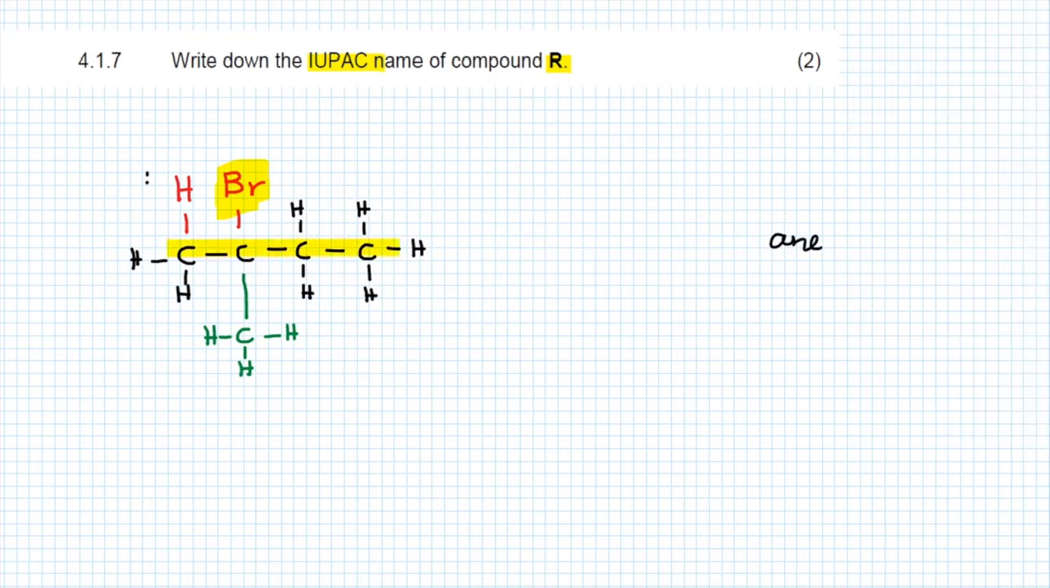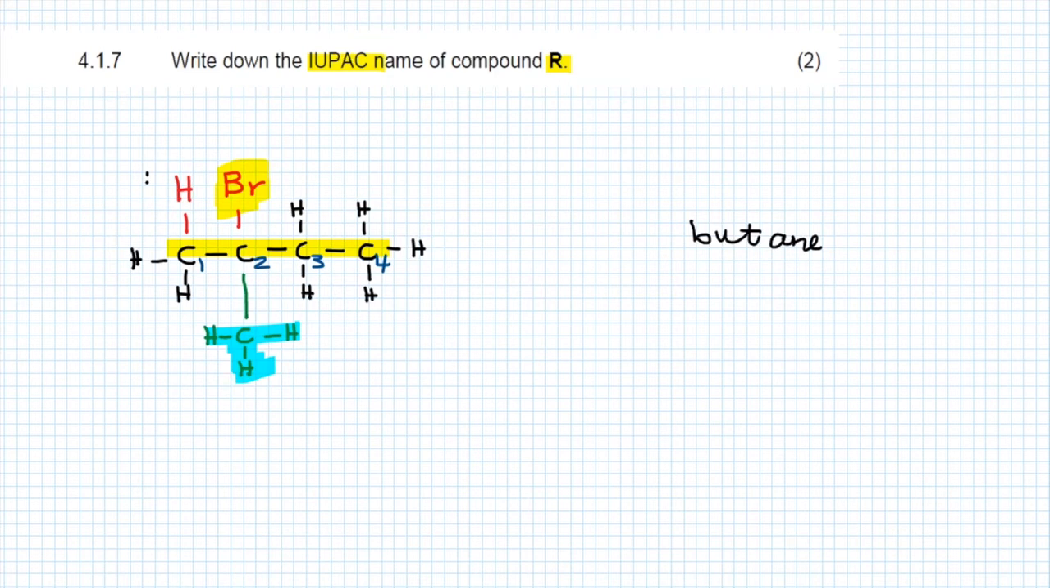This is the longest continuous chain with 4 carbons, so we are dealing with butane. Then we need to number the compound so that the substituents obtain the lowest number possible. So we therefore will number this compound that we have drawn from the left-hand side. We see that both the bromine atom and the methyl group fall onto carbon number 2.